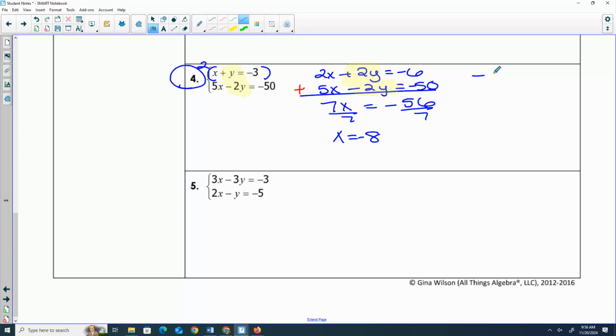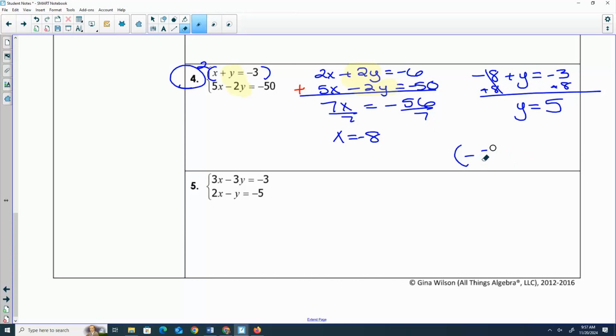Then we plug that back in, so x is negative 8 plus y equals negative 3. So we add over the 8, and y is 5. So it's negative 8, 5.